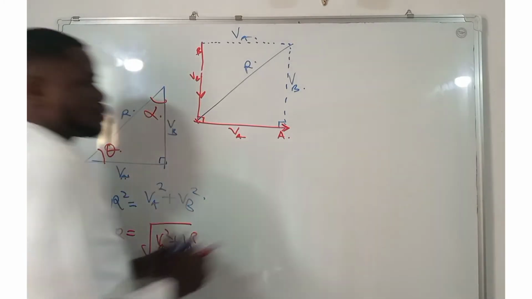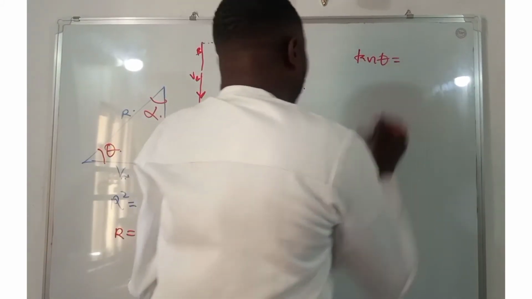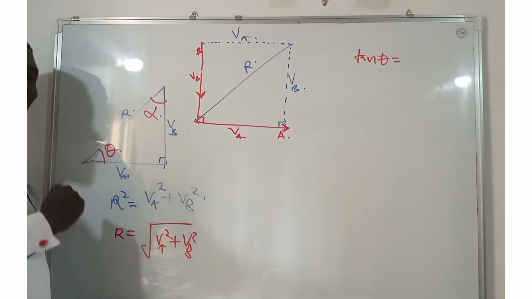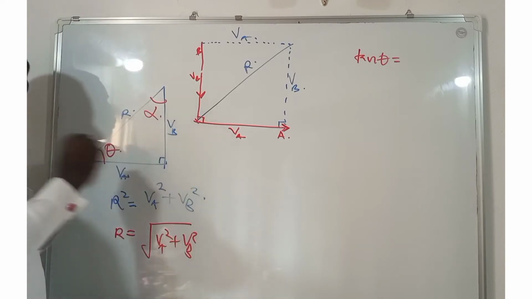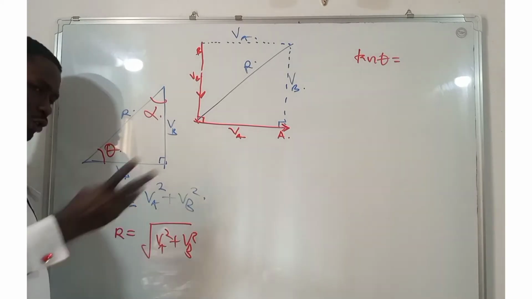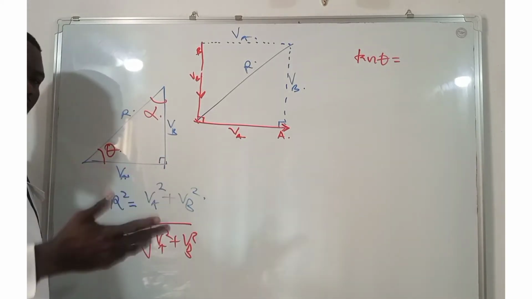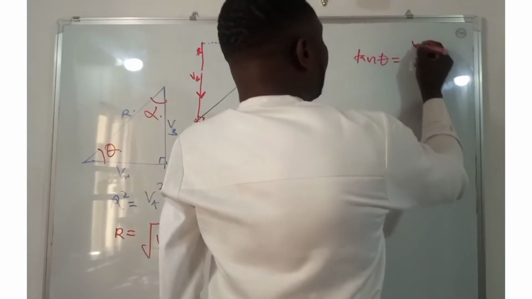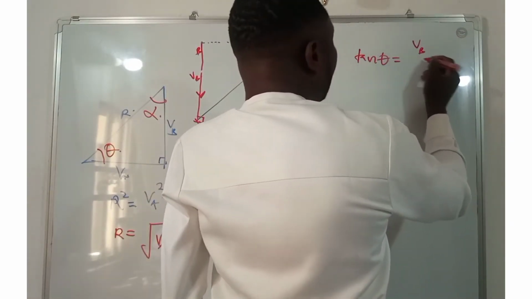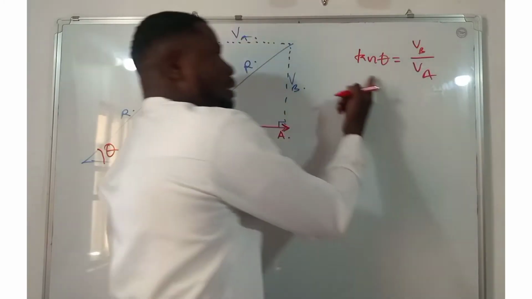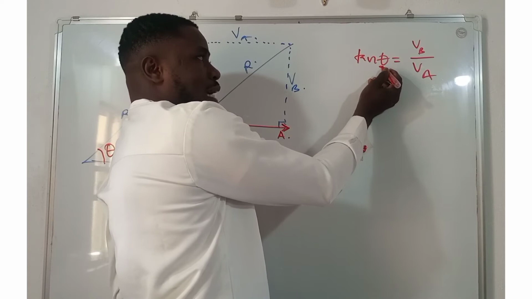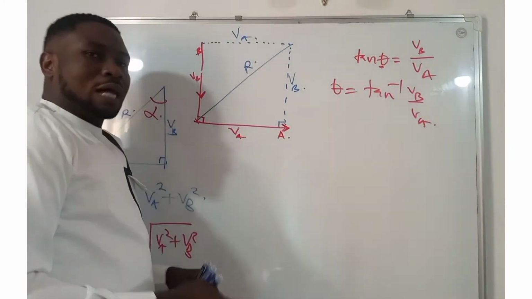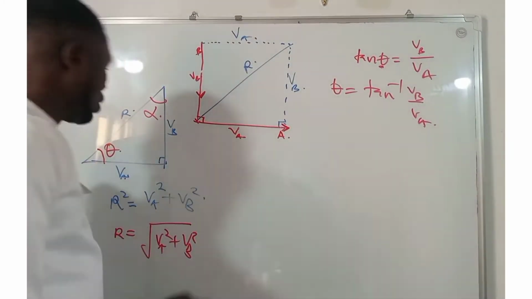If I want to find theta, I will simply say tan theta is equal to opposite over adjacent. Why am I applying that? Because this is a right angle triangle, so you have every right to apply your trigonometric ratios, which are sine, tan, and cos. Why am I applying tan? Because I know this side is given and this side is given. So tan theta is VB, the magnitude of vector B, over the magnitude of vector A. Theta itself will be equal to arctan VB over VA, and whatever you have becomes the direction of the resultant.